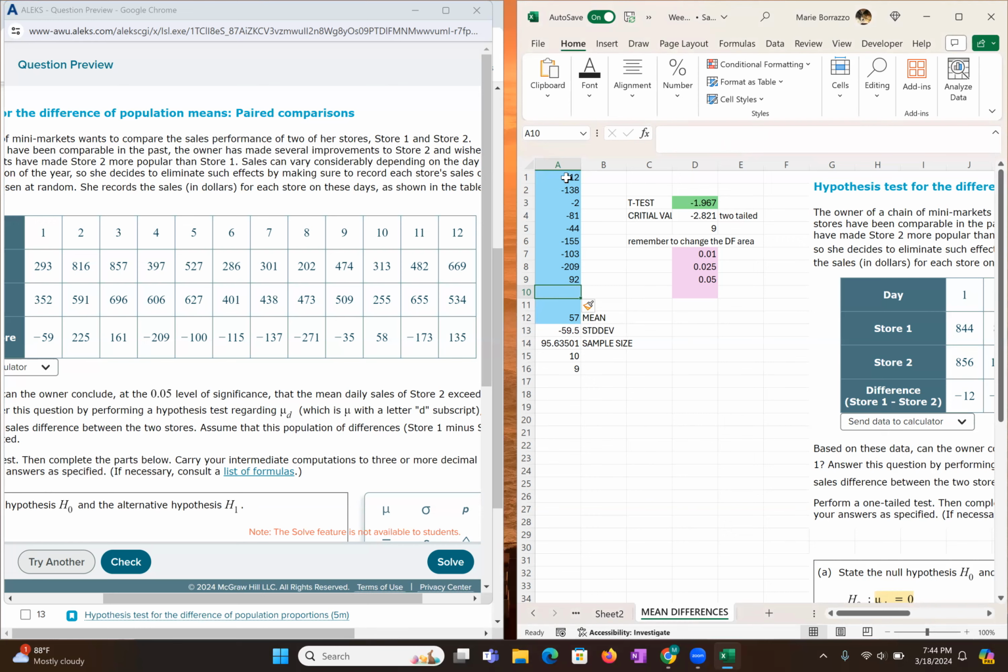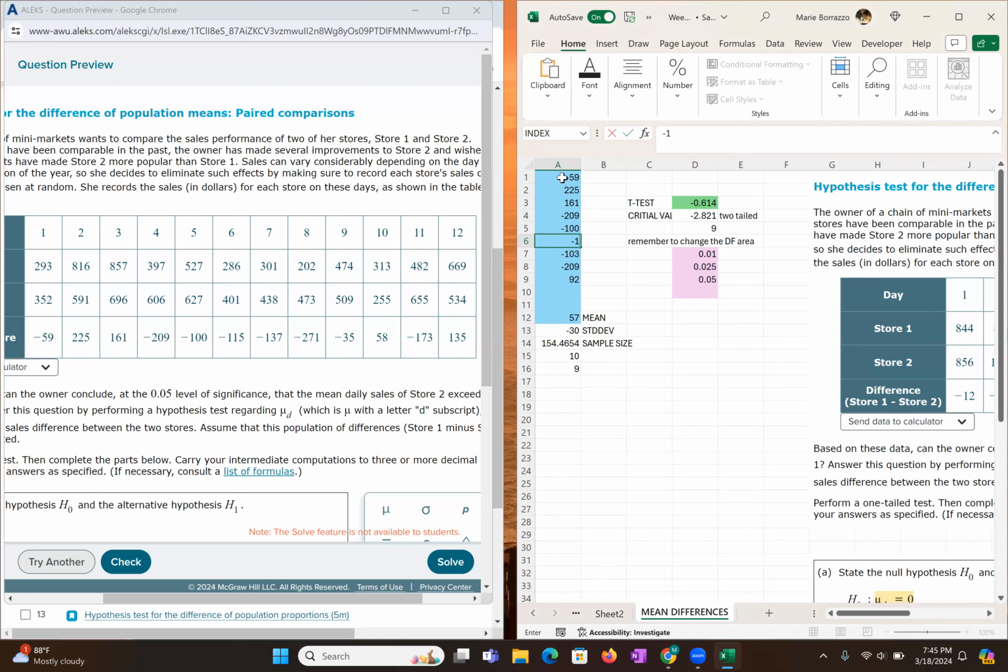Notice that I'm going to put -59. I'm going to go here to the bottom at -59. So I'm going to put this in. And 225. And 161. And here is -209. And -100.